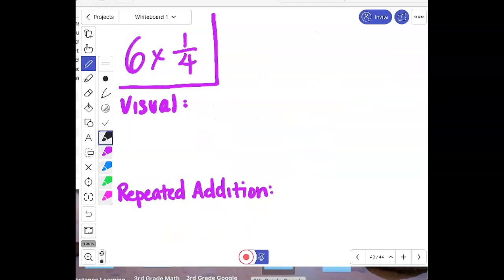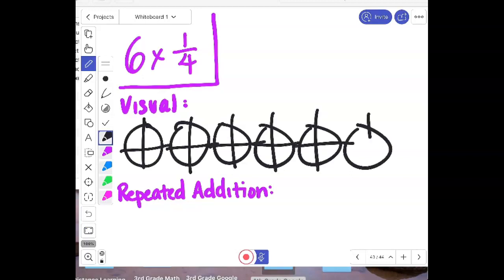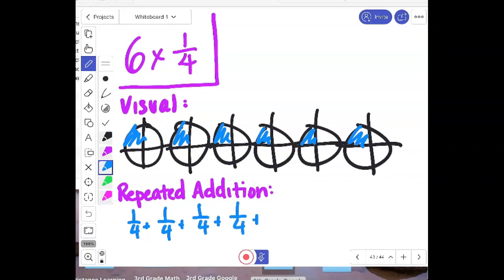One more. Let's say I have 6 times a fourth. So I'm going to draw 6 shapes, 1, 2, 3, 4, 5, 6, each cut into fourths. And I shade in 1/4 for each one. That would look like 1/4 plus 1/4 plus 1/4 plus 1/4 plus 1/4 plus 1/4, which all together equals 1, 2, 3, 4, 5, 6/4.